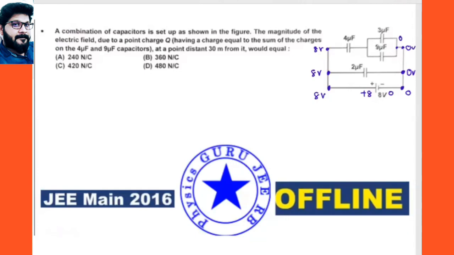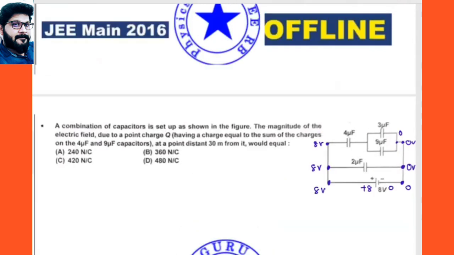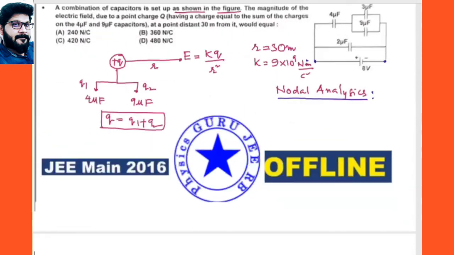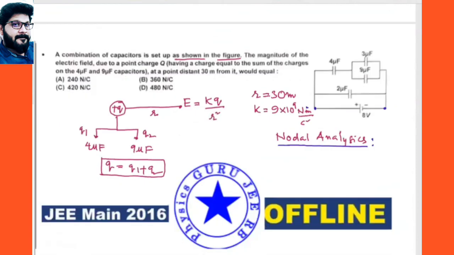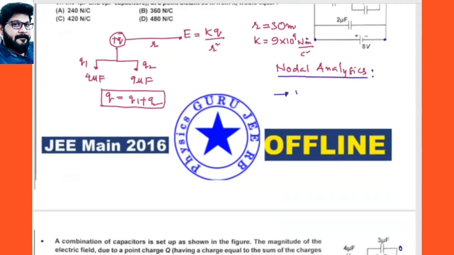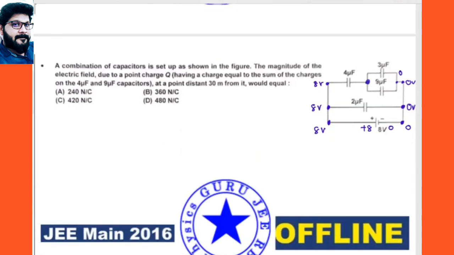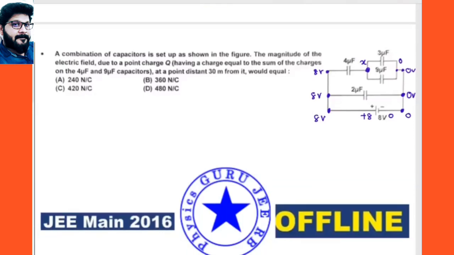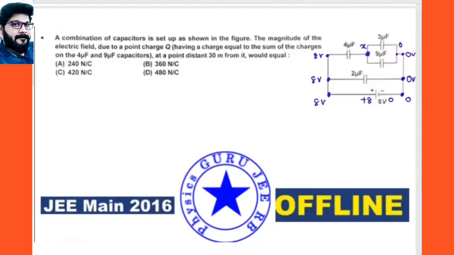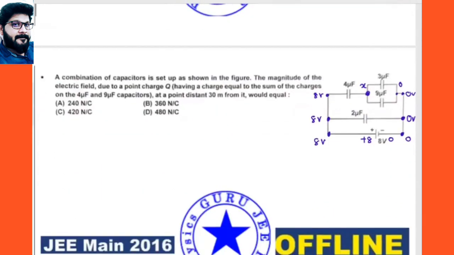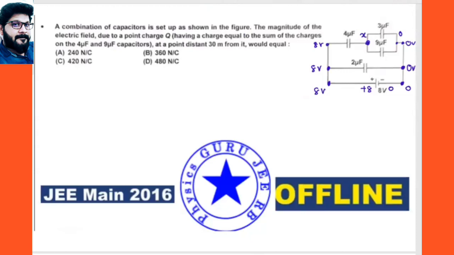So what we don't know here? First we have to find the unknown potential. Number one is the unknown potential V. This node we are not able to know. If I know this one, we can calculate the charges at that particular point. So now how to proceed with this nodal analysis? First we identified the unknown potential, which is X. Let me take X as the unknown potential.